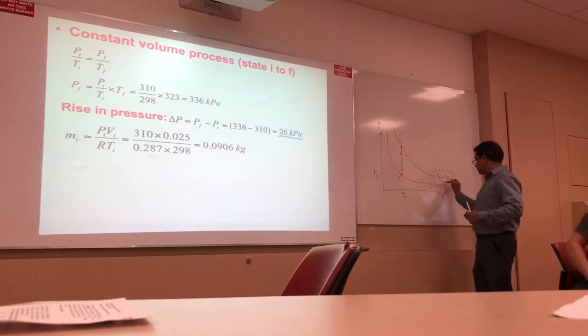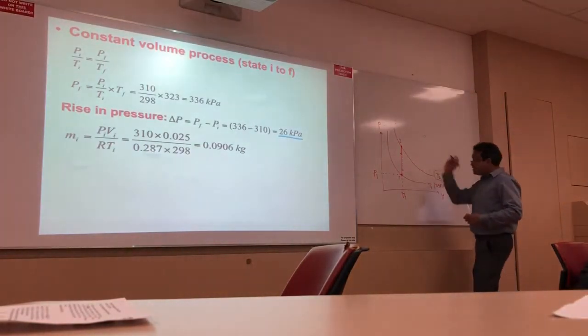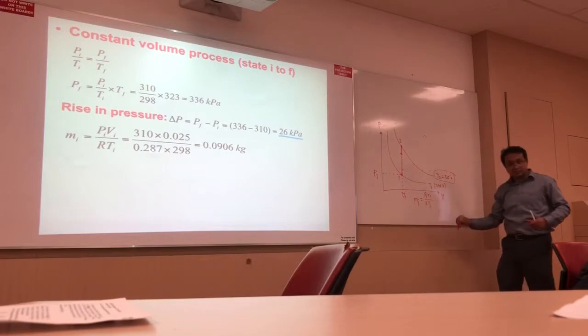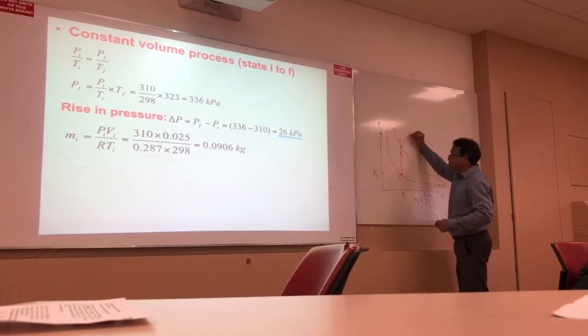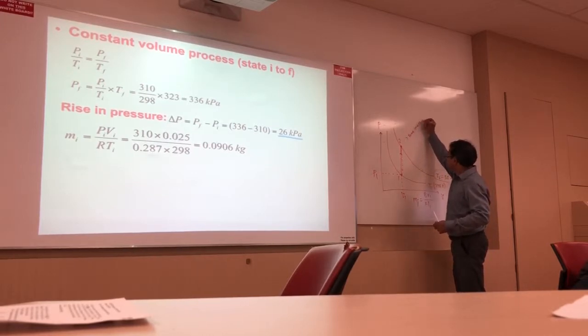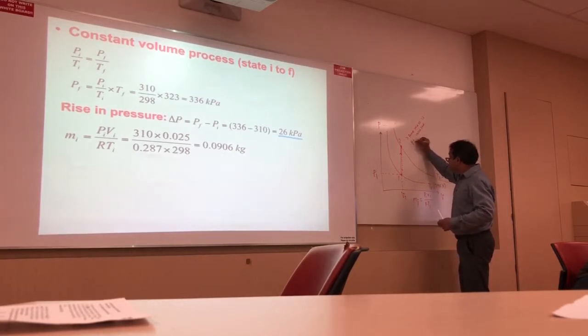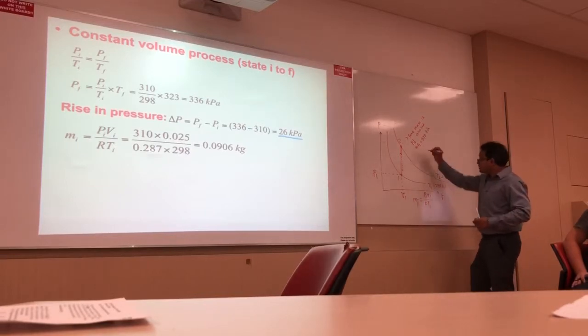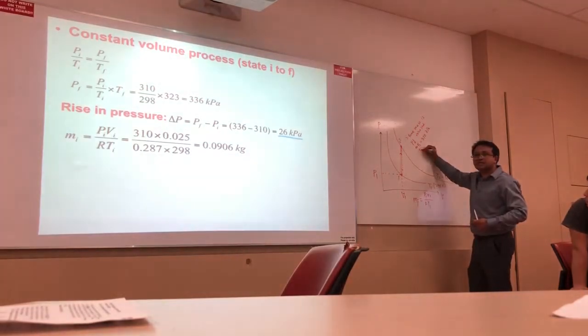With this temperature, when I release the pressure, what happens? At that point, I can calculate the mass, M1 equals P1 V1 by R T1. So at that point I release some mass. Some mass is released. Pressure decreases to the initial pressure P1, which is equal to 310 kilopascal, but temperature is maintained the same.